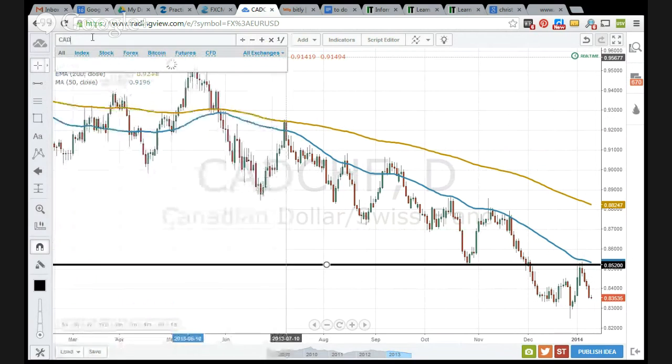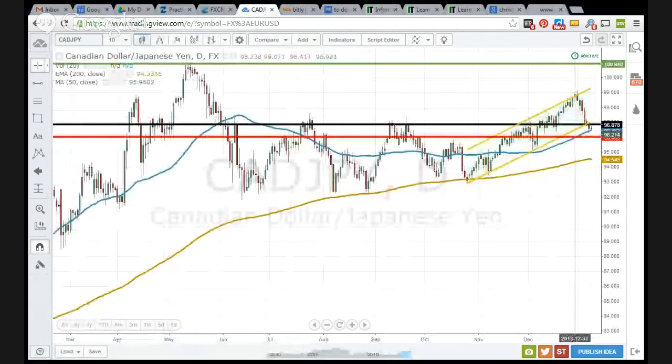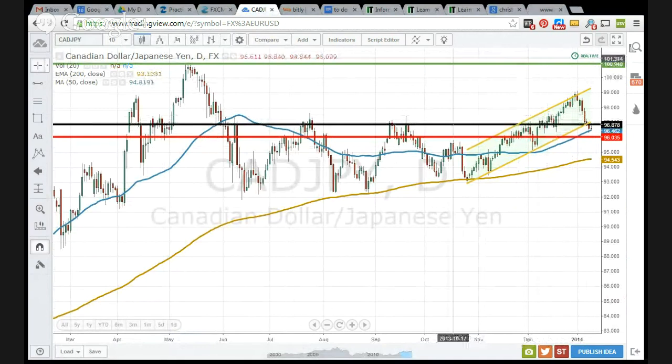CAD yen we already looked at, but let's just look at it again. I'm in this trade. So right now it's just a matter of waiting. Here's the stop loss. Here's the entry, so I'm a little below the entry, small floating loss. Let's see what happens. No need to take any action.